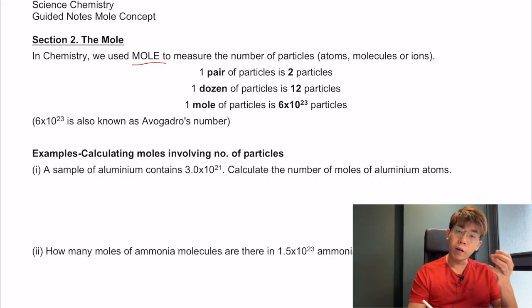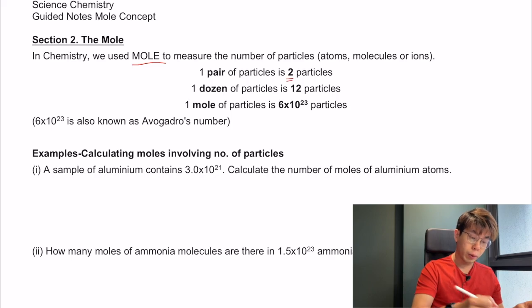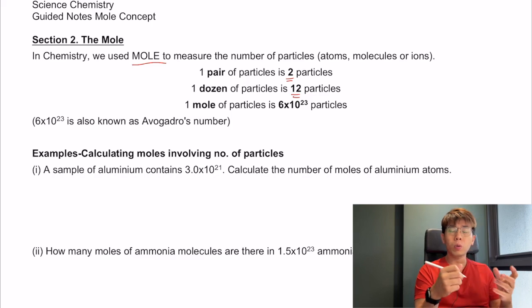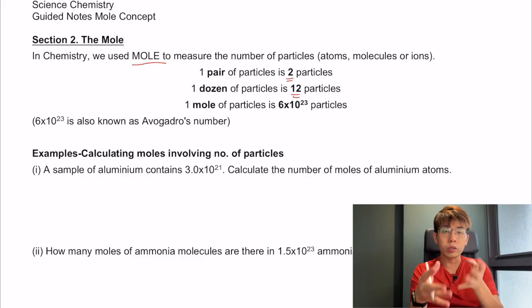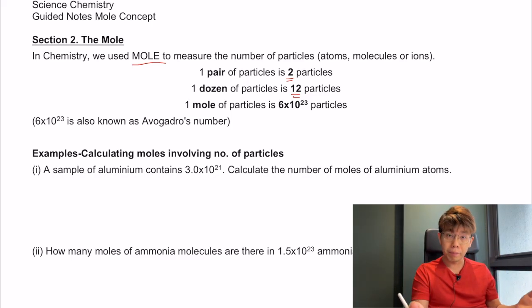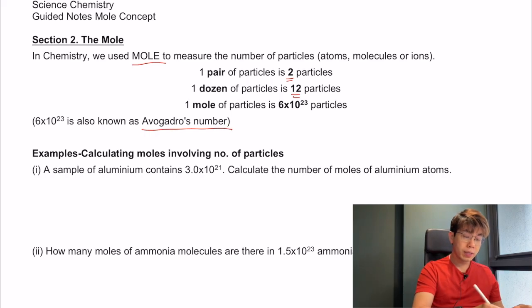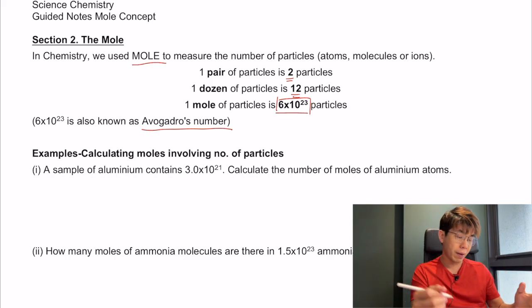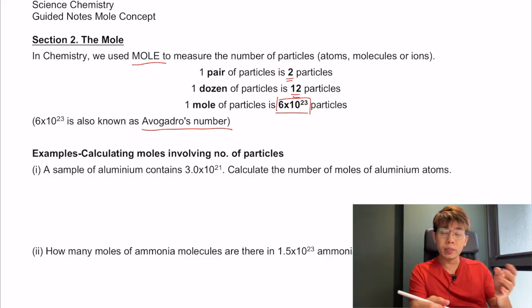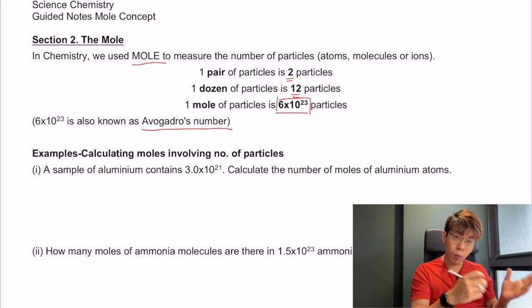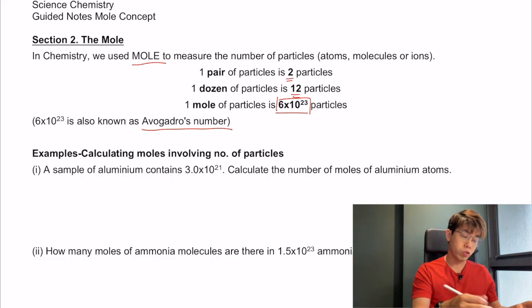Like one pair of particles is two particles. One dozen of particles will be 12 particles, but we don't count particles in 2 and 12, we count them in a very big number. This number is known as the mole, which is Avogadro's number, 6 times 10 to the power of 23. So it's a very big number. One mole is 6 times 10 to the power of 23 particles.